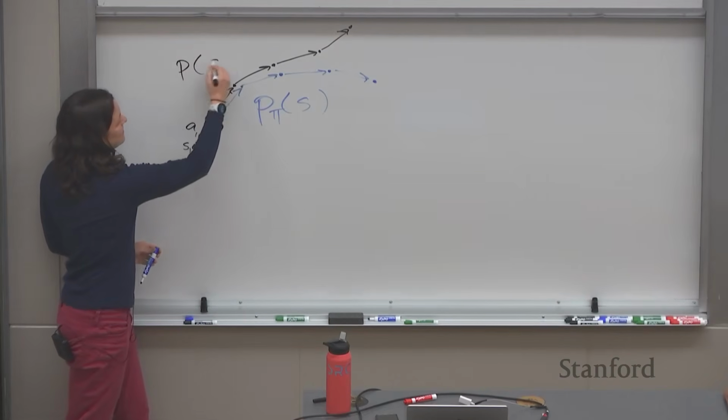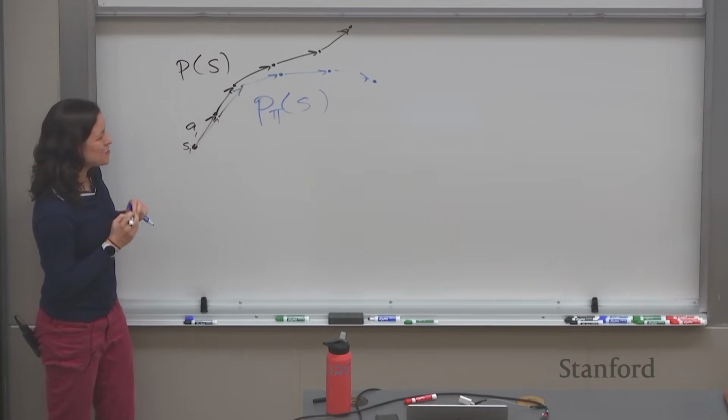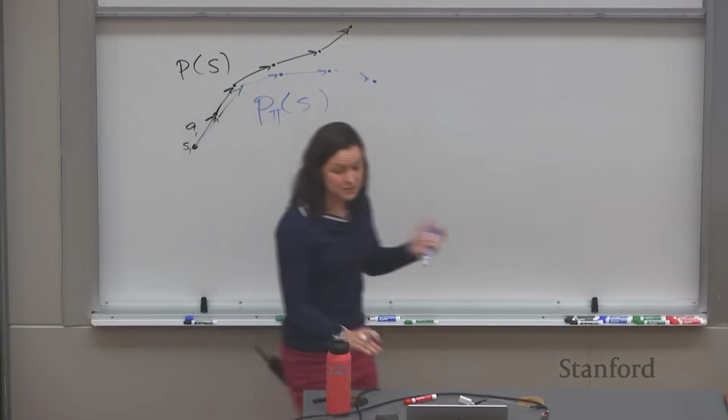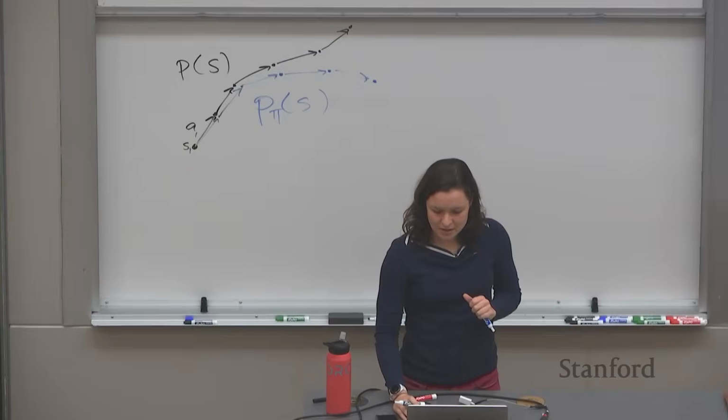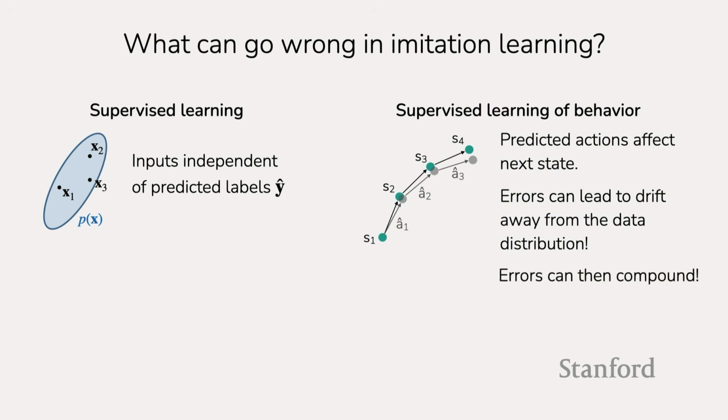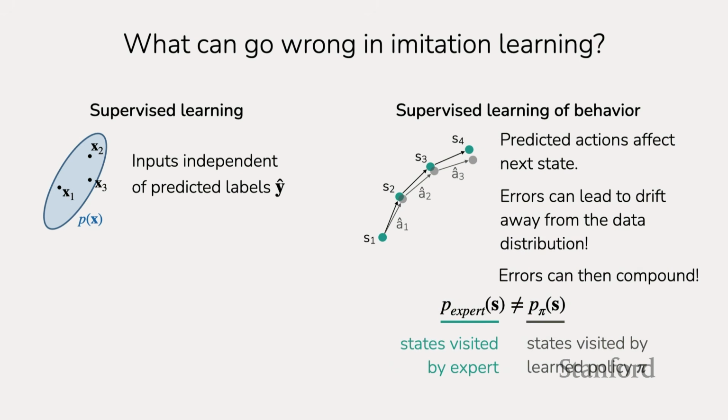And this means that it differs fundamentally from supervised learning. So errors can lead away from the distribution. Errors can then compound. The states visited by the expert are different than the states visited by the learned policy. This is referred to as covariate shift. So it's a kind of distribution shift. And that sort of distribution shift can lead to worse performance, and also makes it different from supervised learning.